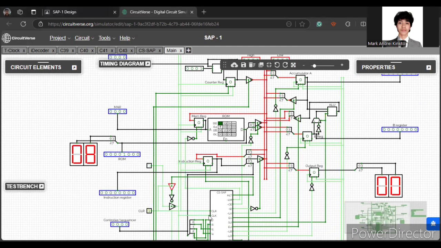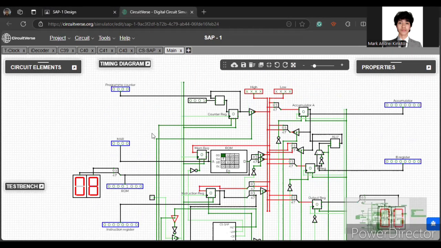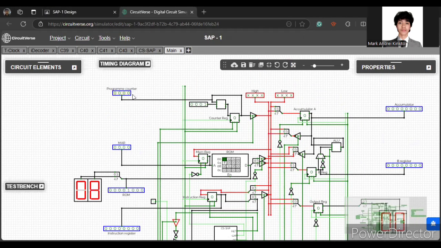So you can see it's turned off currently. So let's turn it on, which will connect to a ground. Then, as you can see, the program counter is 000, which will be fetched by MAR. So if you click it, it's already there.